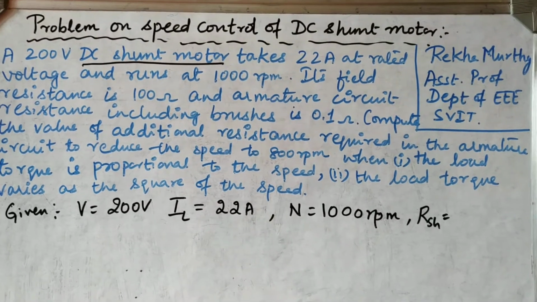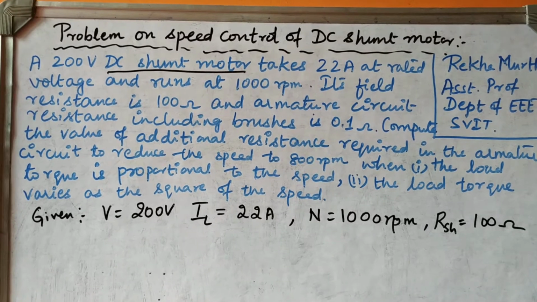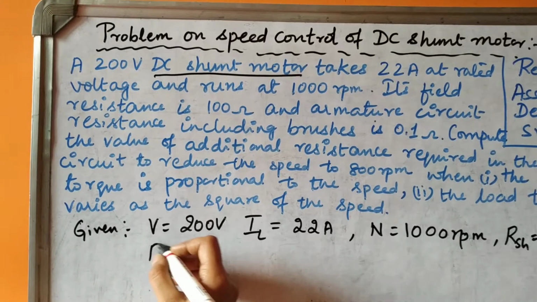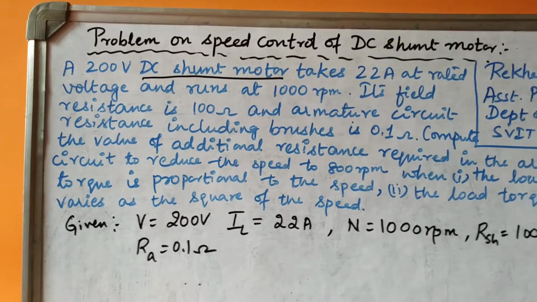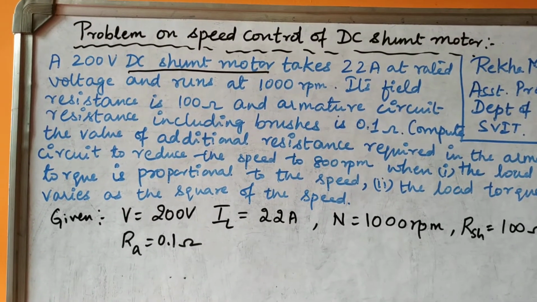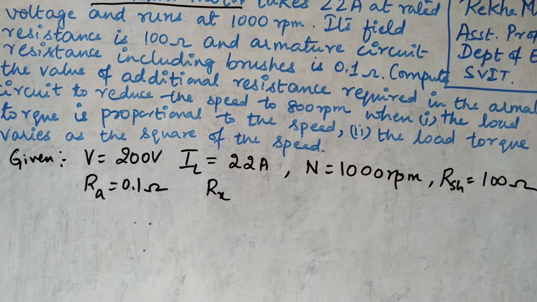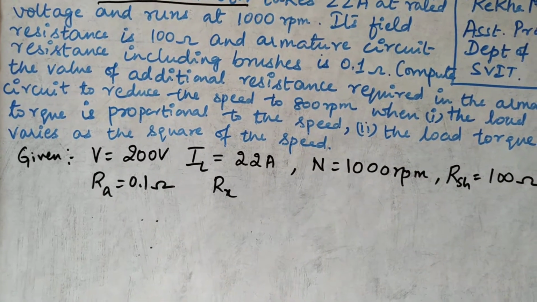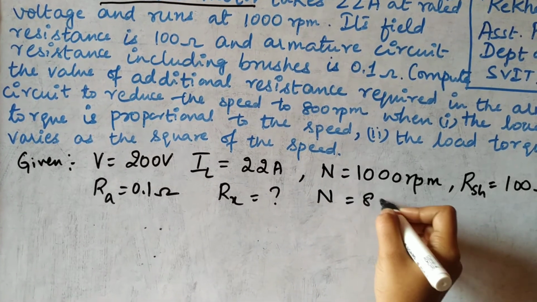So R shunt is equal to 100 ohms, and the armature circuit resistance including the brush is 0.1 ohm. That is the RA value, which is 0.1 ohm. Compute the value of the additional resistance which is required in the armature circuit. So we have to determine the value of the additional resistance Rx to reduce the speed to around 800 rpm.